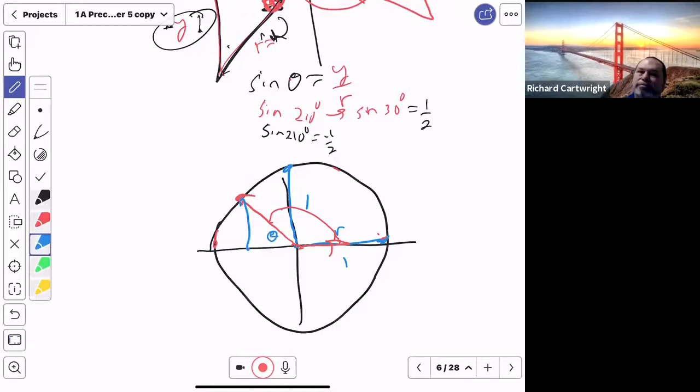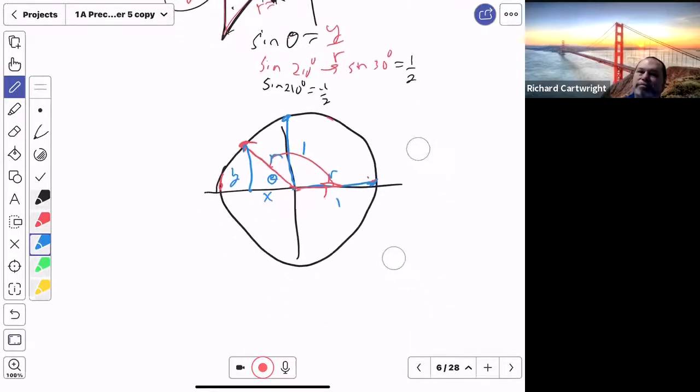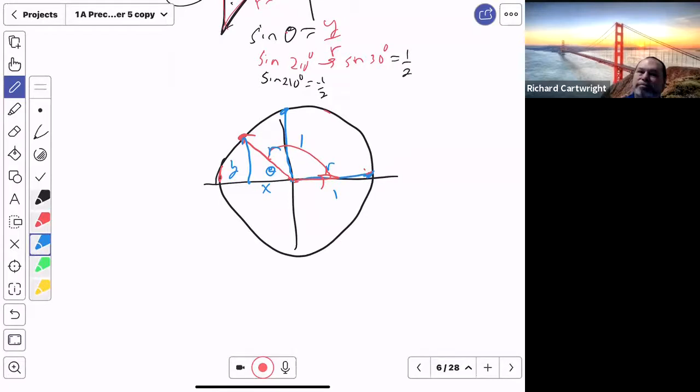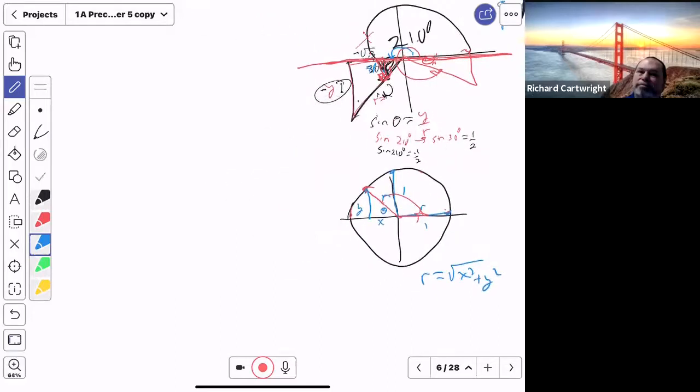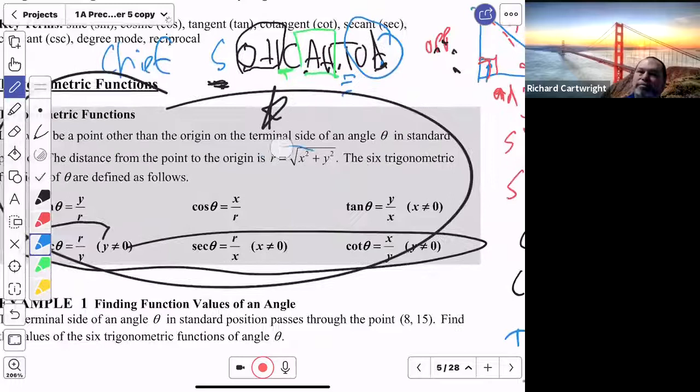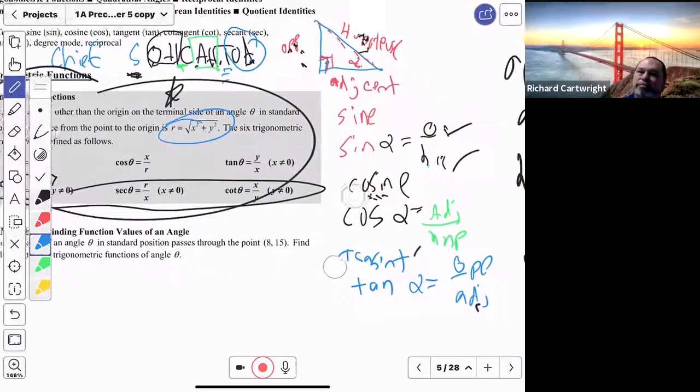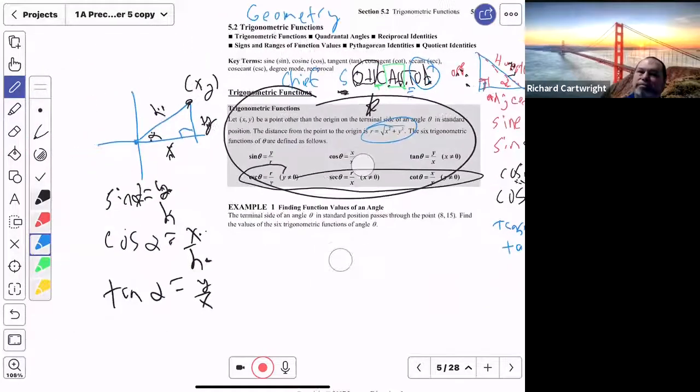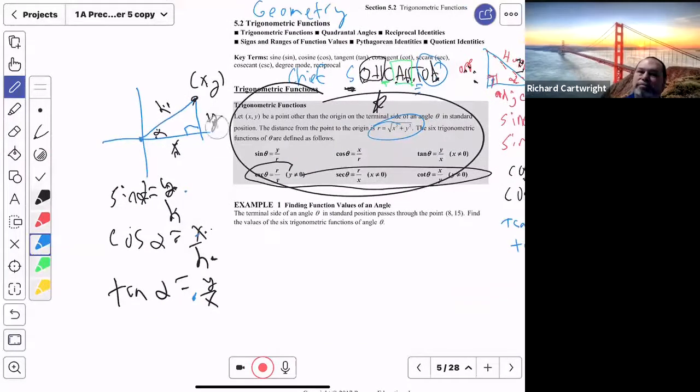So if this is my y value, and this is my radius, and this is my x value, in the lecture notes, I didn't talk about it, but he said r was equal to the square root of x squared plus y squared. I think I'll look at it. Let me see. It's on the other page. He put it right here. There it is. And I didn't talk about it because I was just trying to get you to remember sine, cosine, tangent. But think about it. If this is my x, and this is my y, and this is my r, because it was formed from a circle.